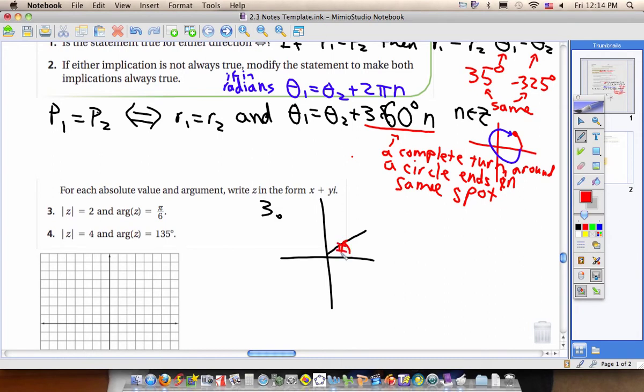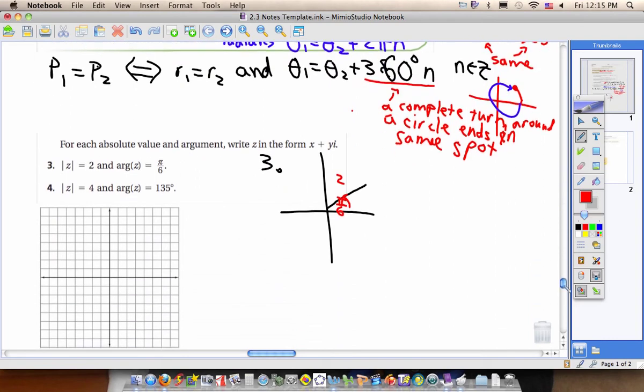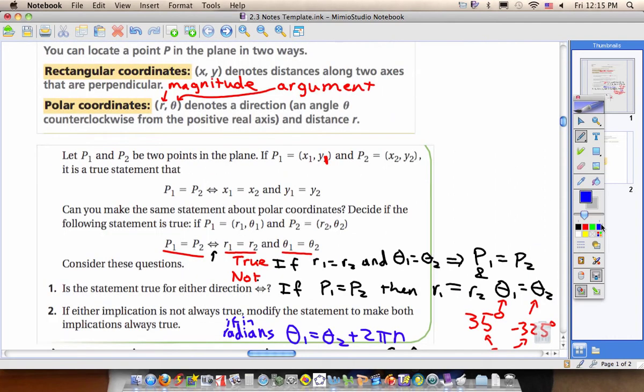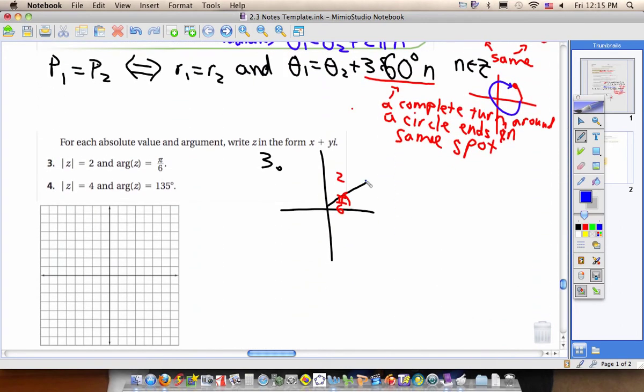We know this angle is pi over 6. What's the length of that vector? 2. Okay, so we know the vector. Basically, we need to figure out our x and our y coordinates. So I can just draw it in. Here's y, here's our x, here's a right triangle.